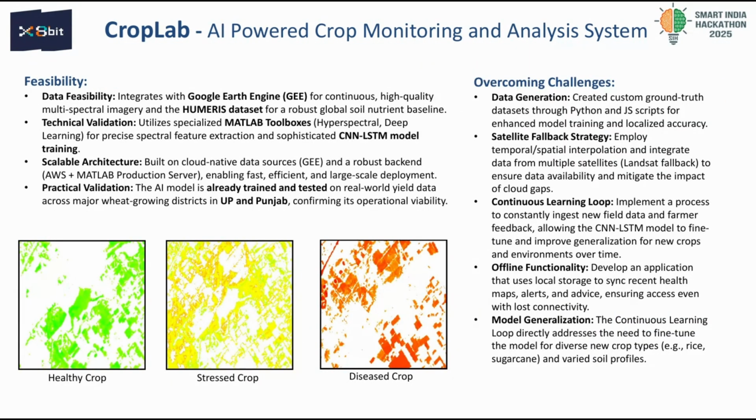Our solution is technically and operationally feasible. It integrates with Google Earth Engine and the Hummus dataset for continuous access to high quality imagery and soil data. Built on a scalable cloud architecture using MATLAB and AWS, it ensures fast processing and easy deployment. A continuous learning loop lets the model retrain with new crop data, and the system has been validated in major districts of UP and Punjab, confirming real world applicability.